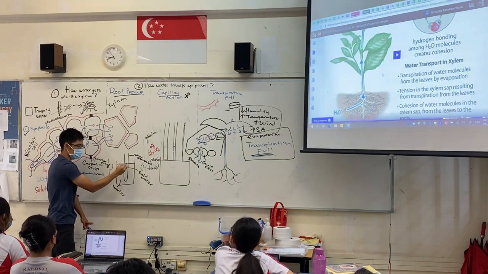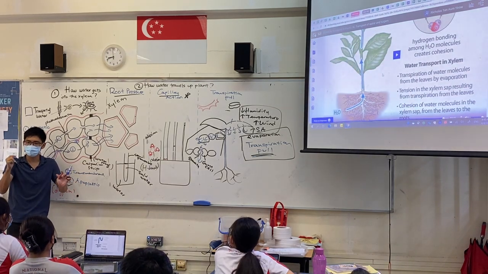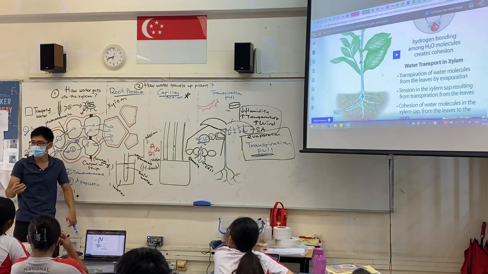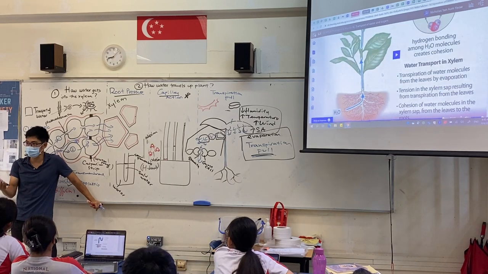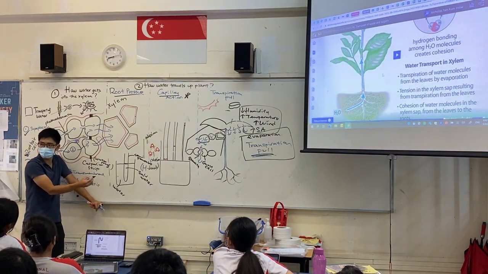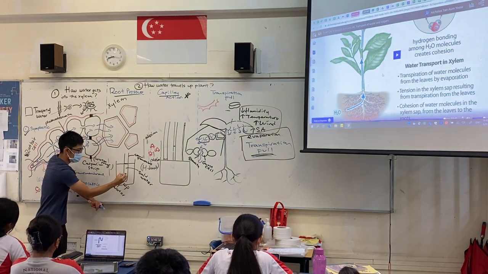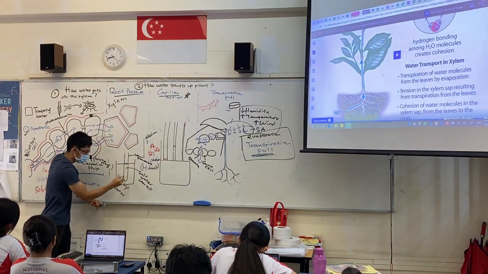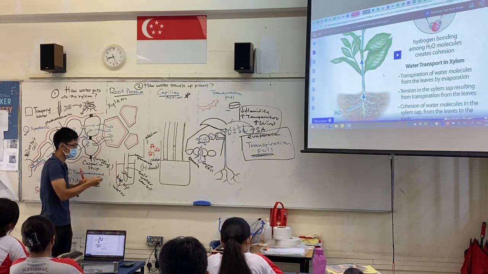Can you tell me what will happen to this water level over here? Go up, go down? Go up, right? Via what process? Osmosis, right? Okay, let's bring in the words water potential. Out here, water potential is high, so high WP, then inside is low WP. Then water will move in, and you'll find that the water level in here will rise.